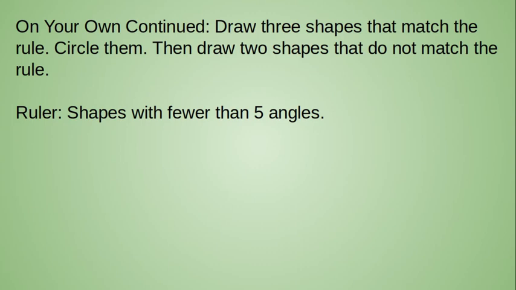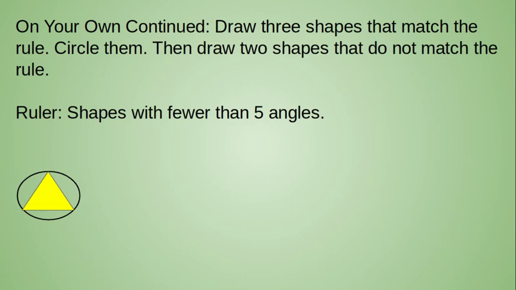Well, we could draw a triangle because it only has 3 angles. Let's start with that. Go ahead and draw a triangle as one of our 3 shapes. And then put a circle around it because that was part of the directions. For any of the shapes that match the rule, we have to circle.